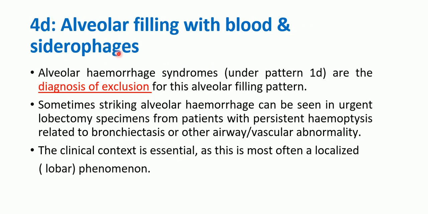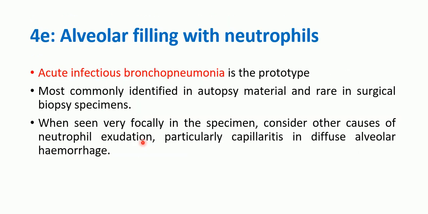4D is when a lot of blood and siderophages are seen, and it is the alveolar hemorrhage syndromes. Under pattern 1D they are a diagnosis of exclusion. Sometimes striking alveolar hemorrhage can be seen in urgent lobectomy specimens from patients with persistent hemoptysis related to bronchiectasis or other airway abnormality. So the clinical context is essential, as this is also most often a localized phenomenon rather than a diffuse phenomenon, in which the blood and siderophages, both remote and recent hemorrhage, are seen.